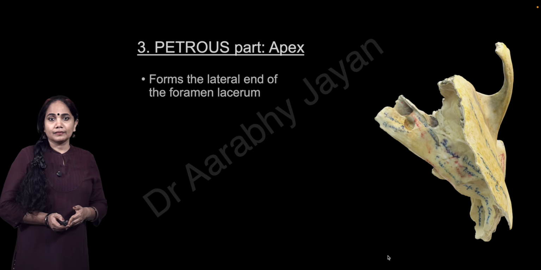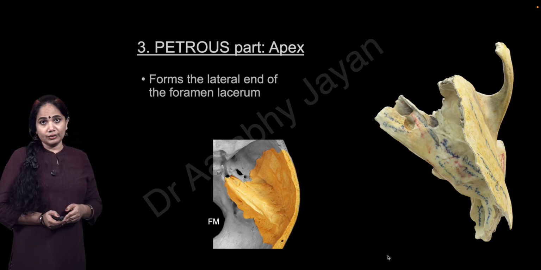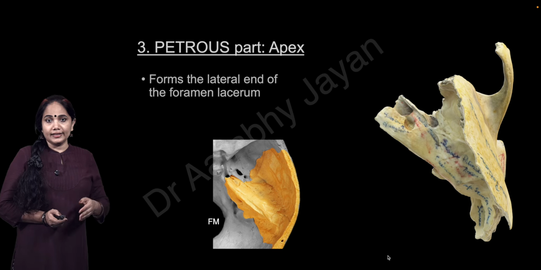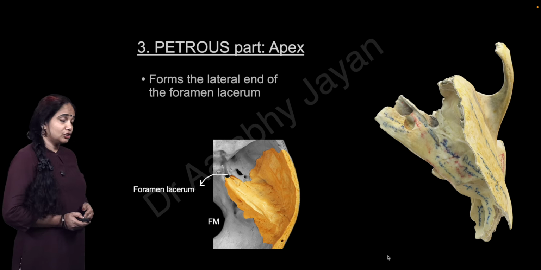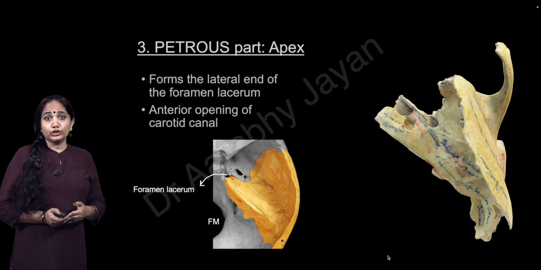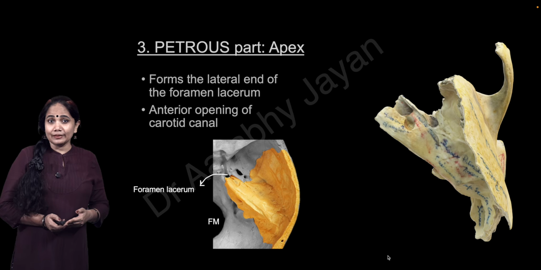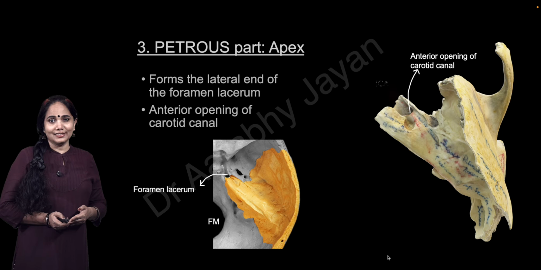In the apex, the main feature that we have to know is that it forms the lateral end of the foramen lacerum. How does that come about? So here we have the foramen magnum and a section of the base of the inner surface of the calvaria, and there we have the apex, and here is the foramen lacerum. And that is how the apex of the petrous bone forms the lateral end of the foramen lacerum. And what it shows or contains is the anterior opening of the carotid canal, which transmits the internal carotid artery. So that is the feature of the apex of the petrous part of the temporal bone.